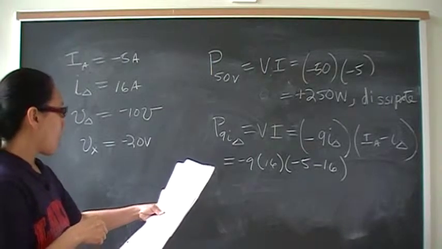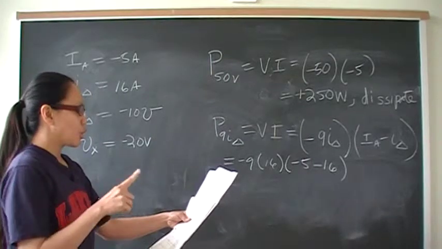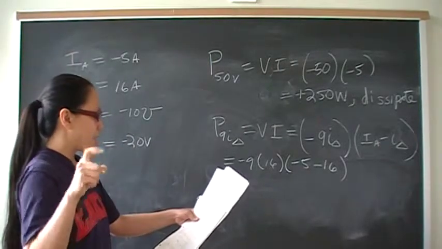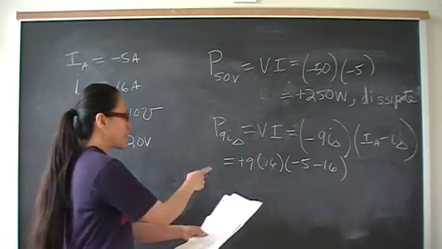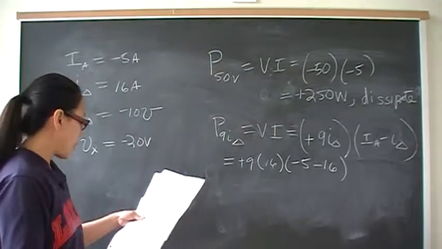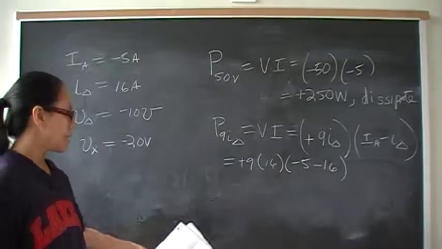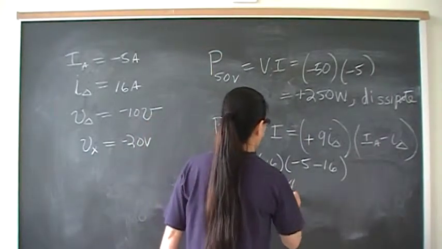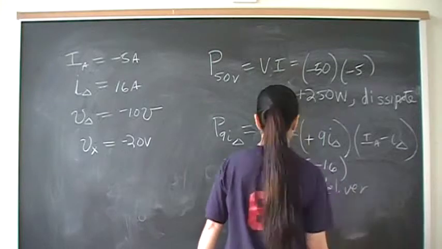Oh, I'm sorry, you guys. I have a mistake, because the terminal that the positive current goes through, the positive current is the IA current, and the first terminal it encounters is a positive. So it goes from positive to negative, so that tells me the voltage is actually a positive. Okay, so when you do that, 9 times 16 times negative 5 minus 16, you should come up with negative 3,424 watts. So negative power means this particular power source is delivering power to the circuit.